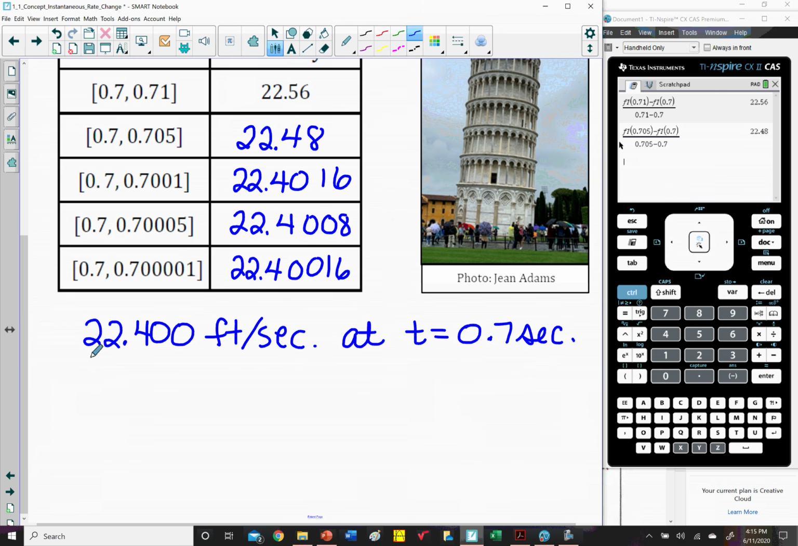Just a word about the AP exam. You want to always have 3 digits behind the decimal. Don't round until you get to the very end, but always have at least 3 digits behind the decimal.